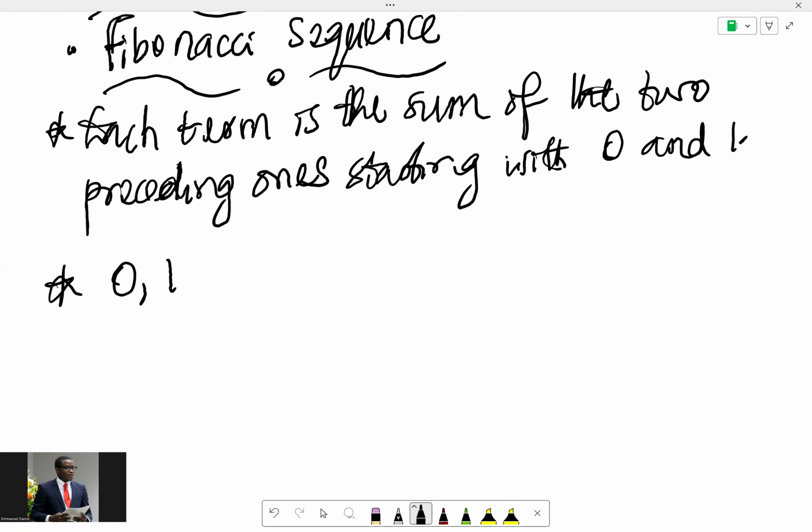If you start with 0, 1, to get the next term, you have to add 0 and 1. So that's 0 plus 1, of course, is 1. So the next term is 1. Then 1 plus 1 is 2. So the next term is 2. 1 plus 2 is 3. So the next term is 3.